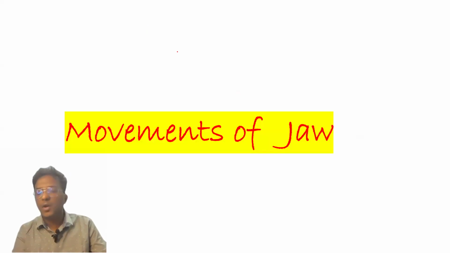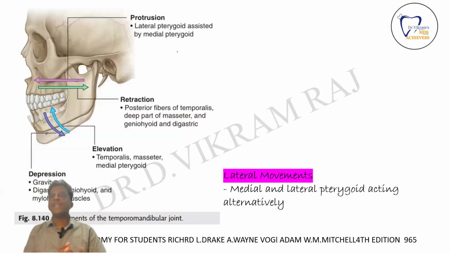And movements of the joint. See, till now we have discussed the muscles of mastication in the previous videos, and also the accessory muscles and the temporomandibular joint. All these muscles will be causing the movement of the mandible at the TMJ.